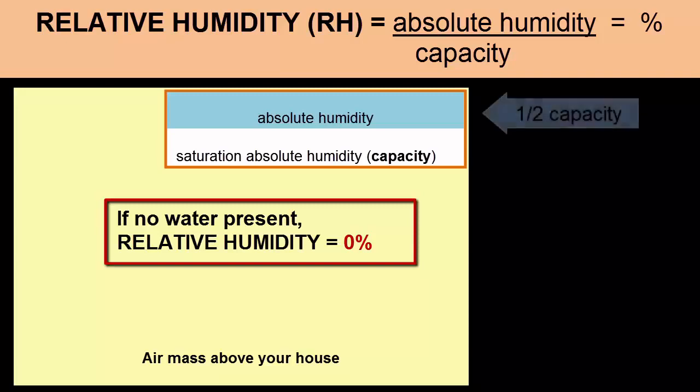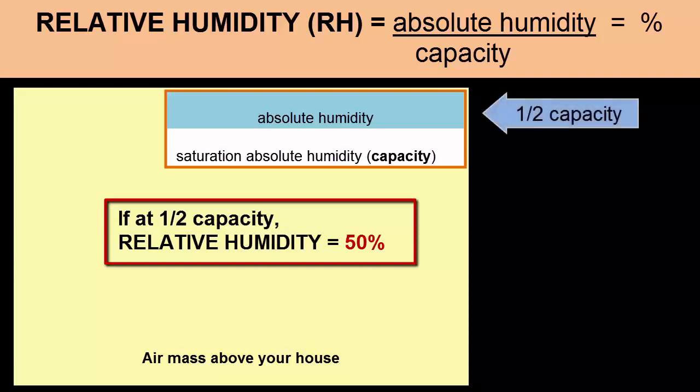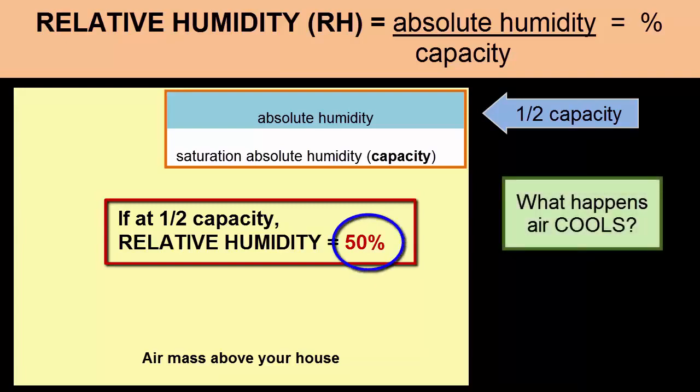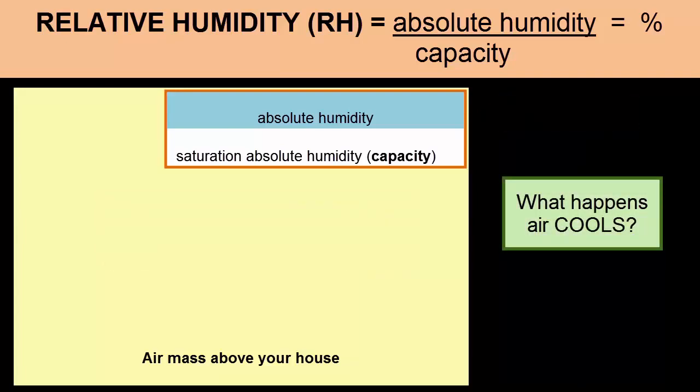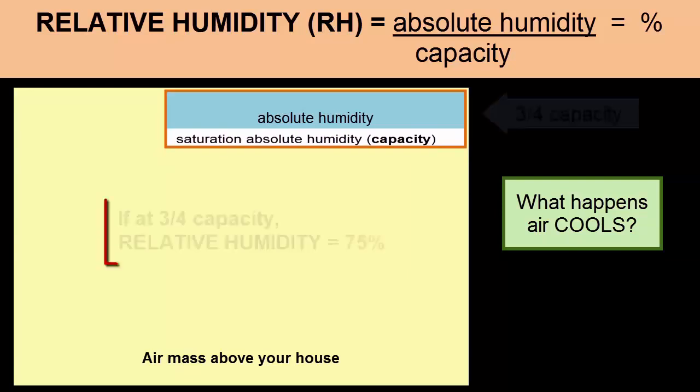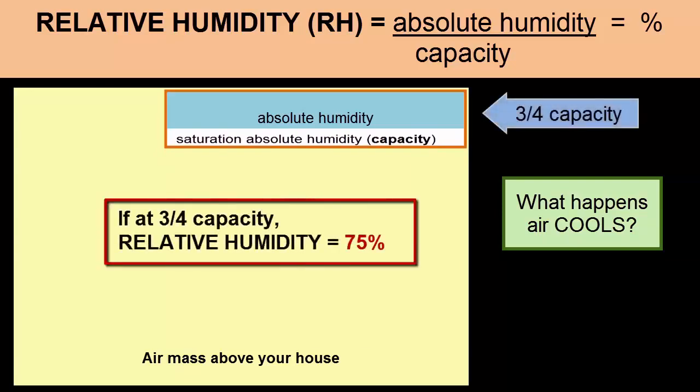So let's evaporate until half of the capacity is filled. So relative humidity is 50%. What happens to this air mass's relative humidity when the air temperature cools? As the air temperature cools, its capacity for water decreases. The water that's already within now takes up a larger percentage of the decreasing capacity.